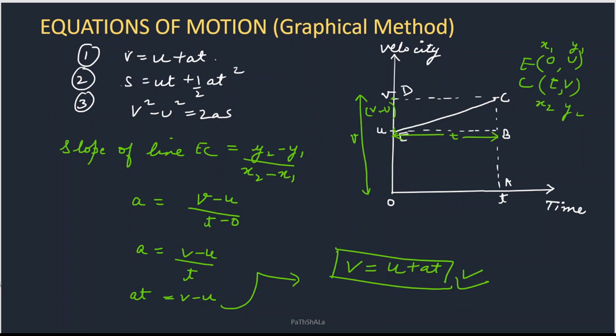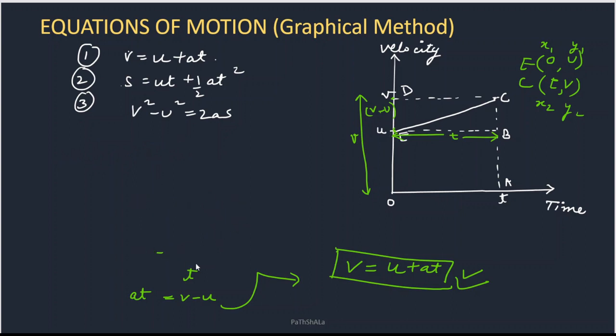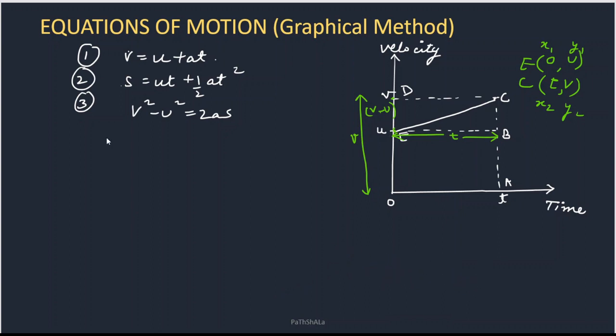Now let us move to the second equation. Let us quickly erase this part. The second equation says s equals ut plus half at square. As I said, s is the distance traveled, how much distance the object travels. On a velocity time graph, how will we find the distance traveled? The distance traveled is given by the area under the graph.